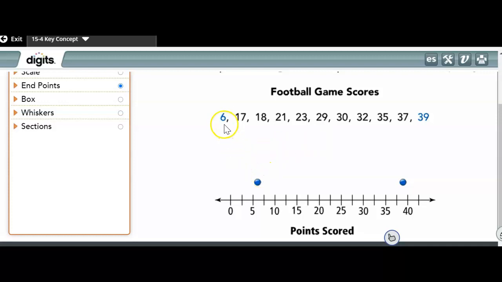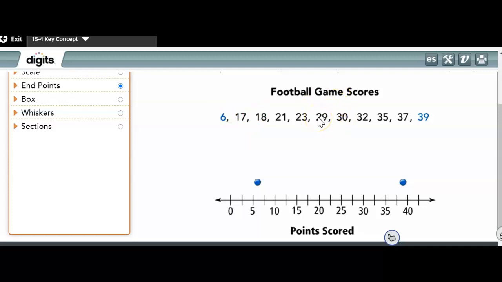We start with our endpoints, so your minimum is going to have a dot, and your maximum is going to have a dot. The other three things we need to find are the median. The middle number, in this case, is going to be 29. I have 1, 2, 3, 4, 5 numbers on each side.